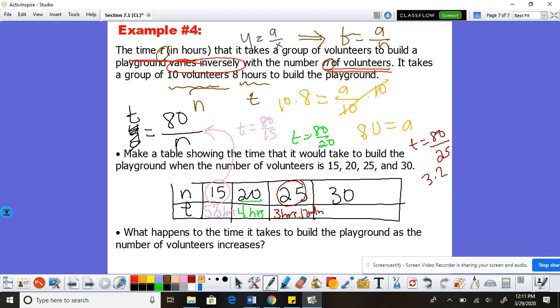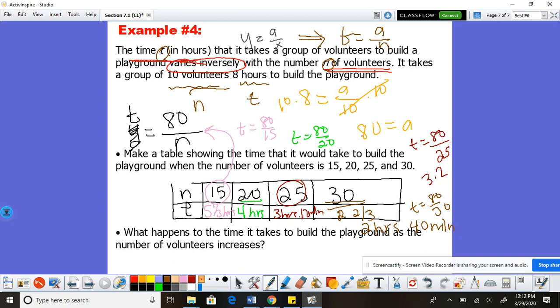And last but not least, what happens when I have 30 volunteers? So t equals 80 over 30. That gives me 1.2 hours. Is that right? 80 over 30, let me get my calculator. No, that's not right. That gives me 2 and 2/3 hours, which is 2 hours and 40 minutes.